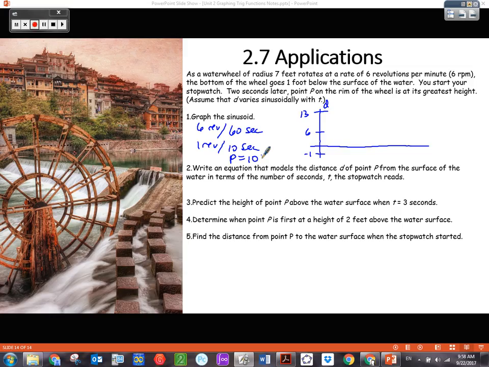They're saying we start the stopwatch. 2 seconds later, point P on the rim is at its greatest height. So what that means is we need to write down 2 seconds and have the point be at the greatest height. That's where we need to start. We don't start at 0. We start at 2 seconds, and that's where we have a high. I want to pause here for a second. That is the clue that we are given on how to start. We don't necessarily start at 0. In fact, probably most of the time we don't start at 0.